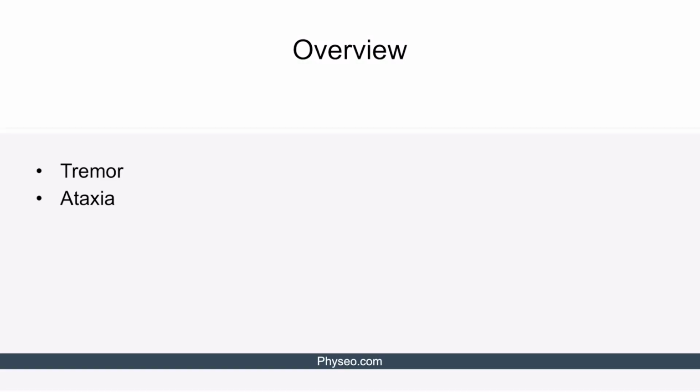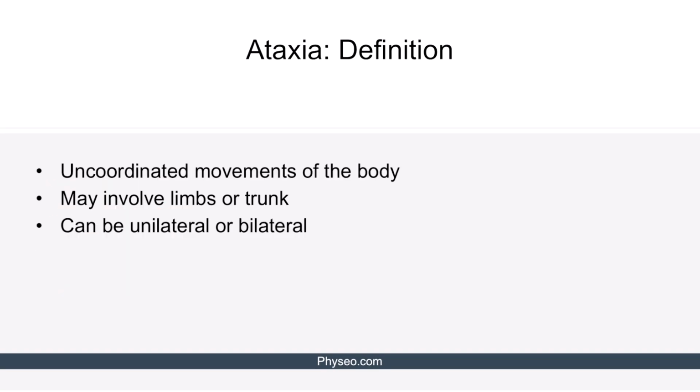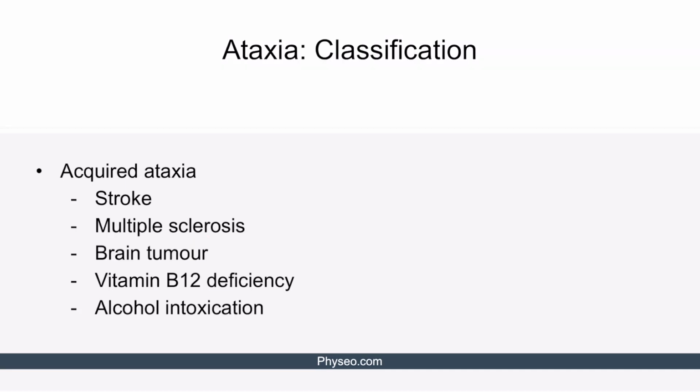Let's move on to our next topic, ataxia. We will discuss the definition, classification, clinical features, diagnosis, and management. Ataxia is defined as uncoordinated movements of the body. They may involve the limbs or trunk, and may be unilateral or bilateral. There are two main types of ataxia.